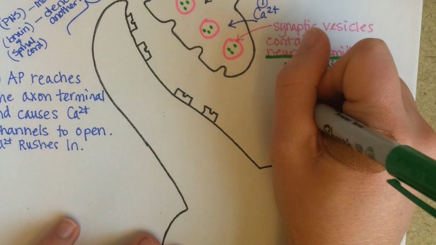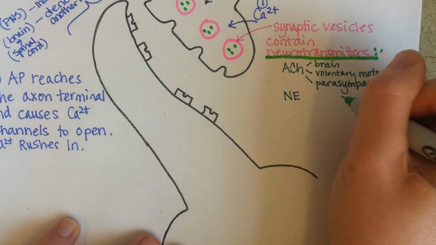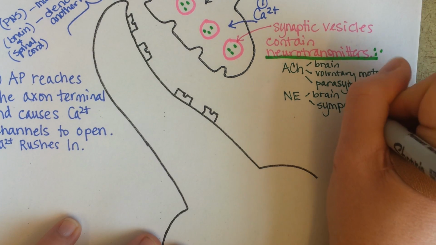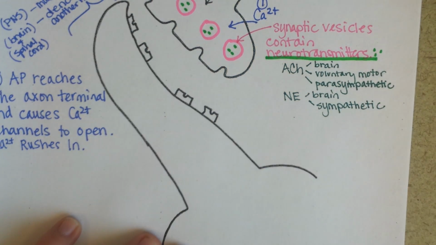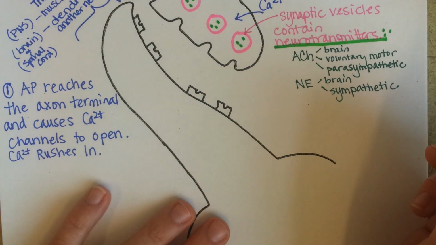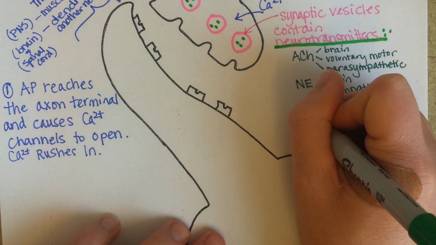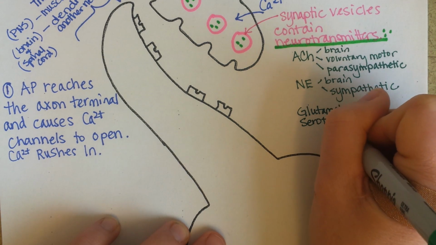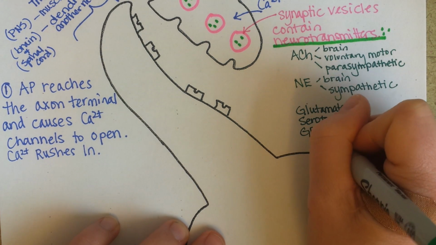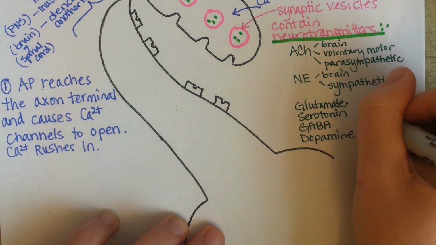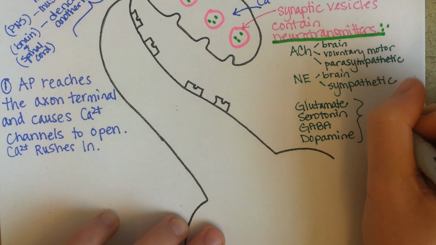Another common neurotransmitter is norepinephrine. It's also common in the brain, and it is the mediator of sympathetic functions. So it's making your heart go faster, dilating your pupil, a bunch of other important jobs like that in fight or flight. And then in the brain, we could be looking at glutamate, or serotonin, or GABA, or dopamine. So these are various other important neurotransmitters, mostly CNS.